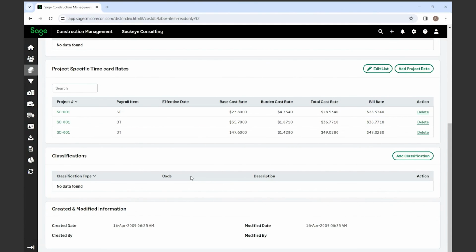Obviously, it definitely helps with your estimating as well as just keeping track of what's going on with your crews and your equipment items and field related items.